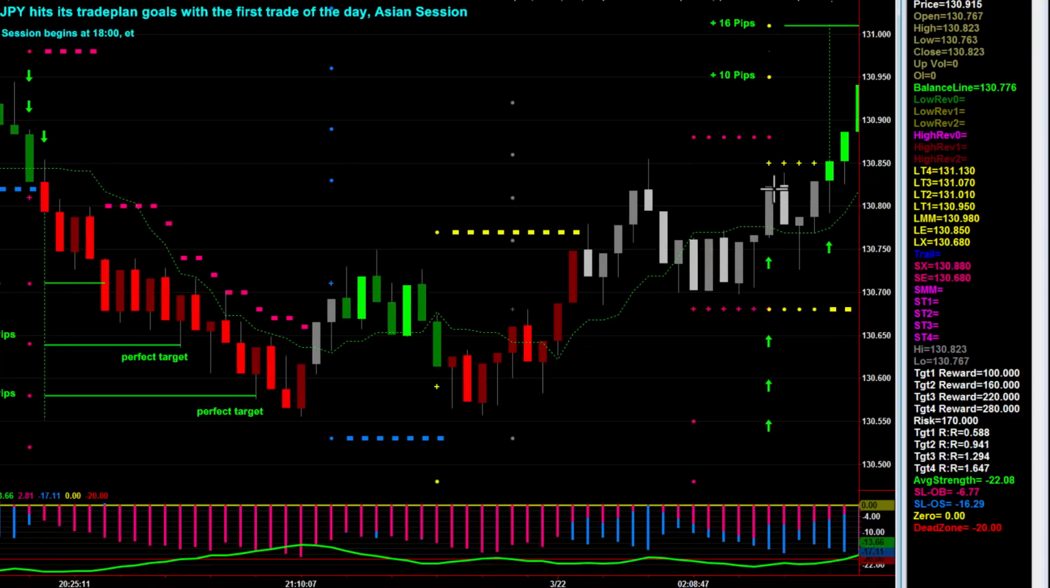Notice that every single bar is 6 pips. This is a 6 pip range bar, right? So from high to low, every bar is 6 pips. So it makes it very dynamic. This is a chart that has worked well with this pair.